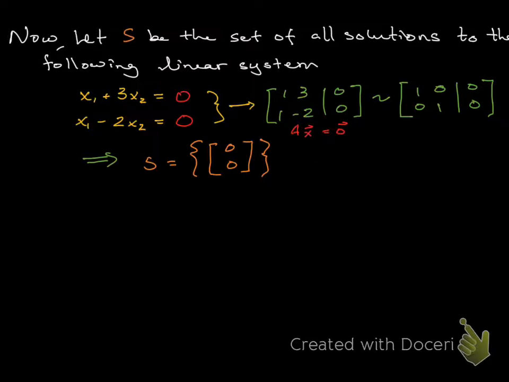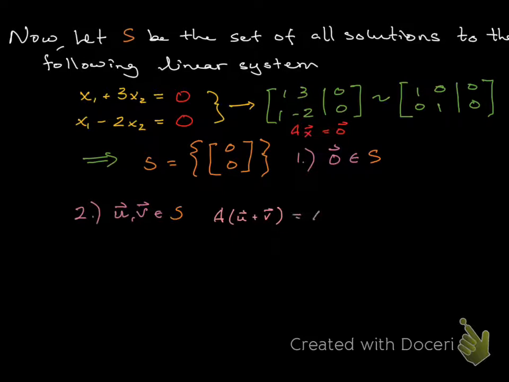Does this set include the 0 vector? Well, yeah, it's only the 0 vector. 0 is included in S. Am I closed under vector addition? If I have 2 vectors in my set, 2 vectors that satisfy the equation AX equals 0, so if I write A times (U plus V), if I add those 2 vectors together, they should still satisfy AX equals 0.